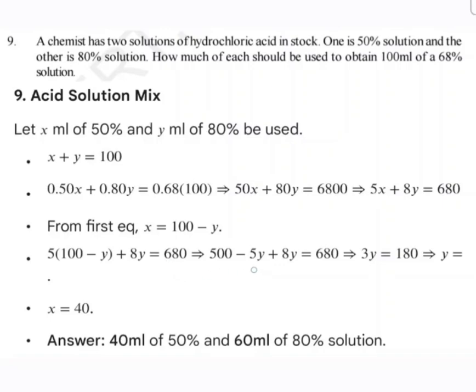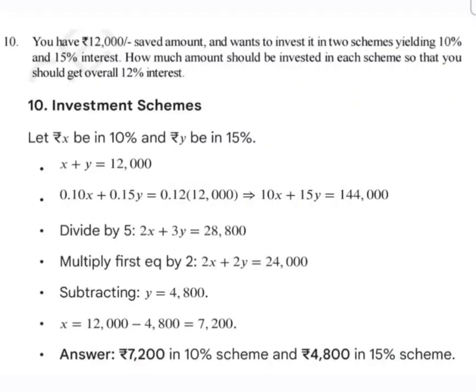Now this is 500 plus 3y equals 680, so 3y equals 180, then y equals 60. Now x equals 40. So 40 ml of the 50% solution and 60 ml of the 80% solution.